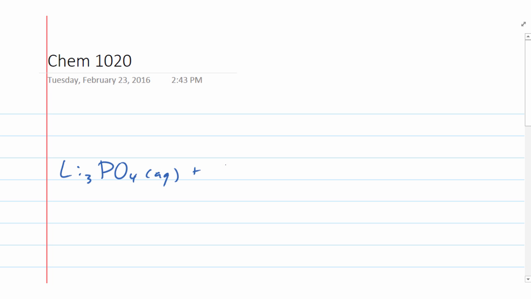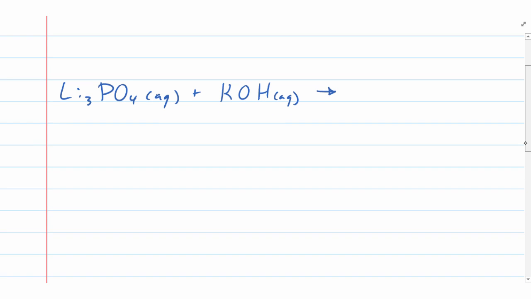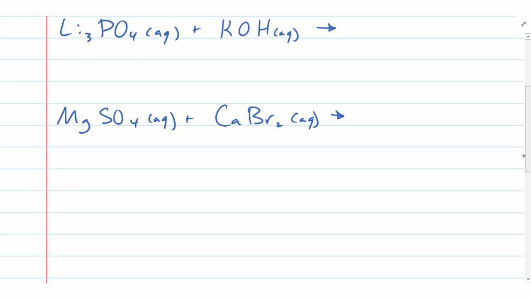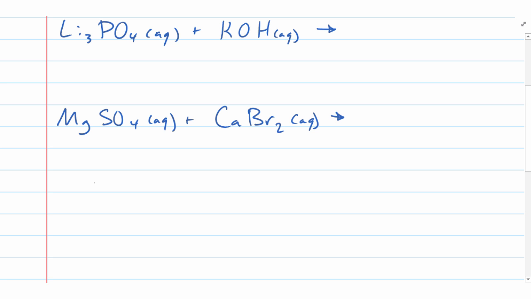Aqueous, reacted with potassium hydroxide, aqueous. Yields. Then we have magnesium sulfate, reacted with calcium bromide, aqueous. Yields. And then the last one is going to be ammonium phosphate. Reacts with barium chloride, aqueous.